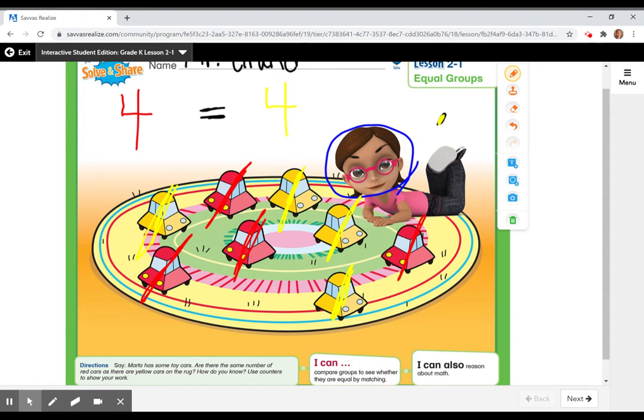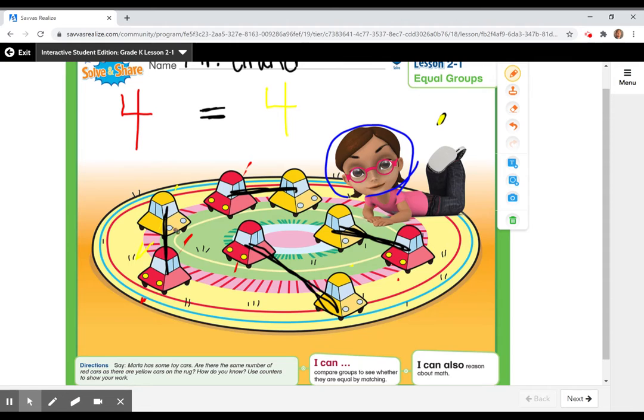Okay? And we're also going to try to match them up. That's another way we can tell if they're equal or not. So I'm going to erase these lines quick, and I'm going to draw a line from a red car to a yellow car to match them all up. So a yellow to a red or a red to a yellow. I matched those 2 up. I matched these 2 up. I matched these 2. And I matched these 2.